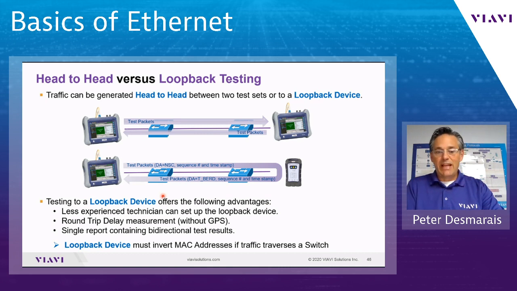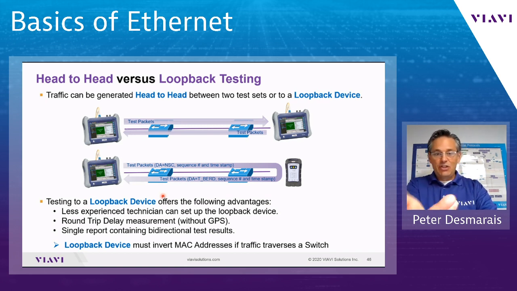It'll give him a round trip delay measurement without any GPS. I'll talk about that in just a second. And then it's a single report containing bidirectional testing. We'll show that again when we do the actual test. One of the keys there is a loopback device must invert the MAC address if traffic traverses a switch.